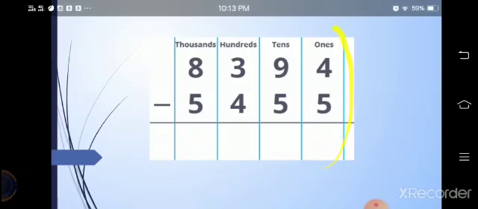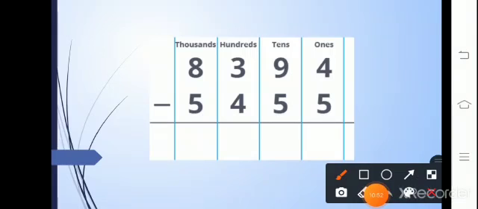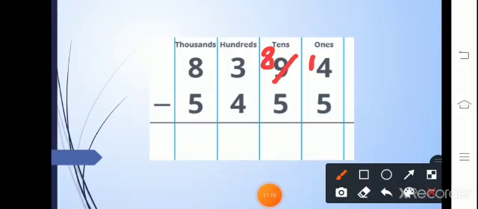Start from the ones place. What we have to do is we just cut 9 and take one number away from 9 and add it in ones. It's 14 now, and this is 8. Now subtract 5 from 14. What will we get? We have 9 here. Then subtract 5 from 8. We write here 3.